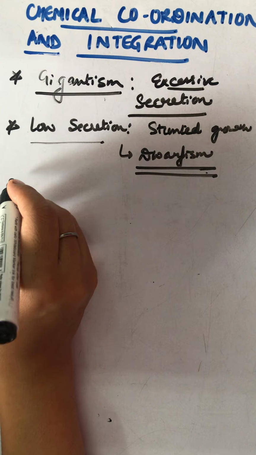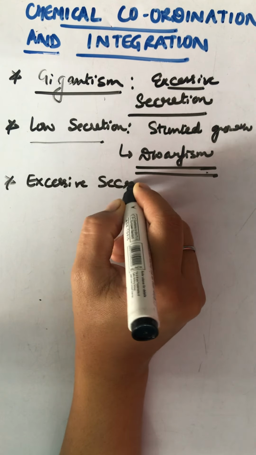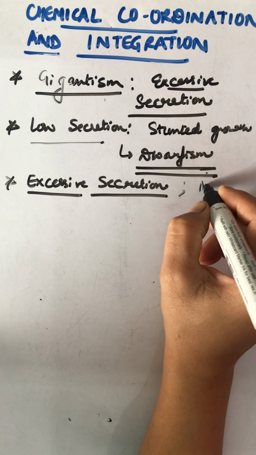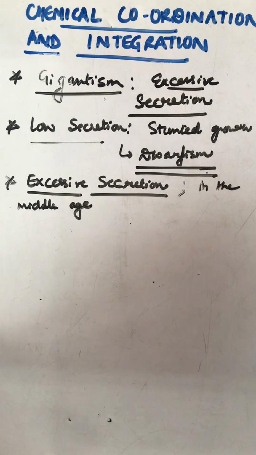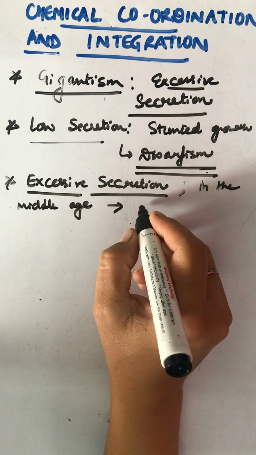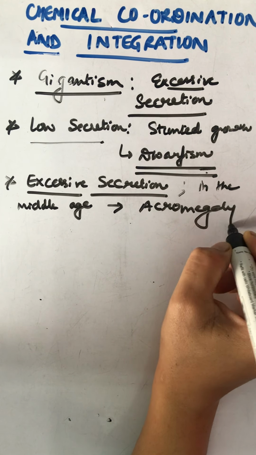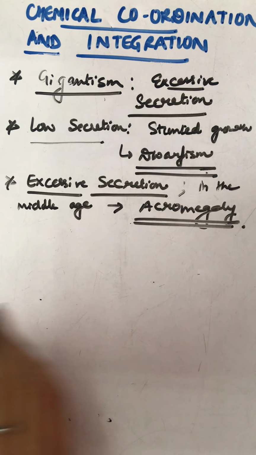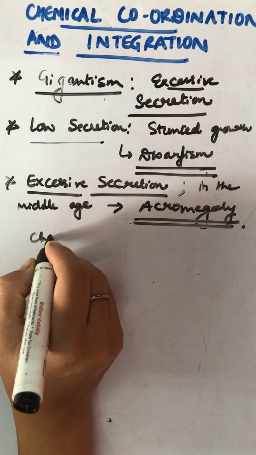If there is excessive secretion, especially in the middle age, then it causes a disorder which is known as acromegaly. Acromegaly. It is extreme disfigurement of face. Here I am writing down what all are the characteristics.